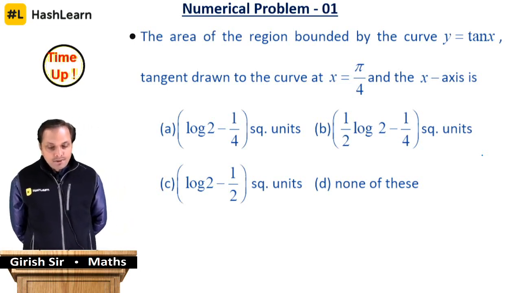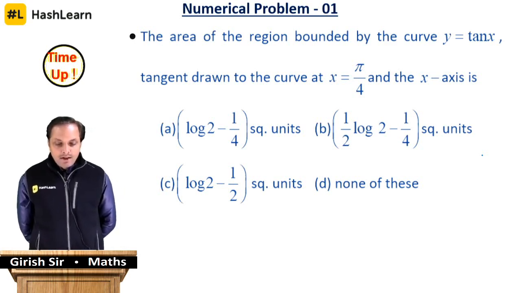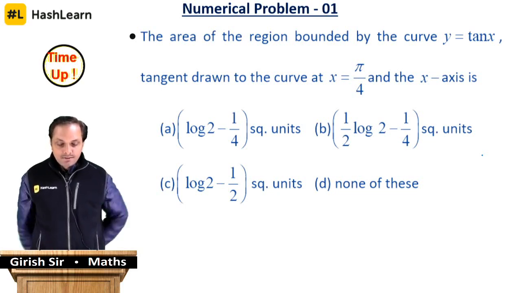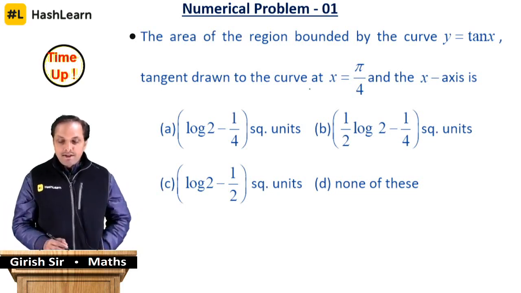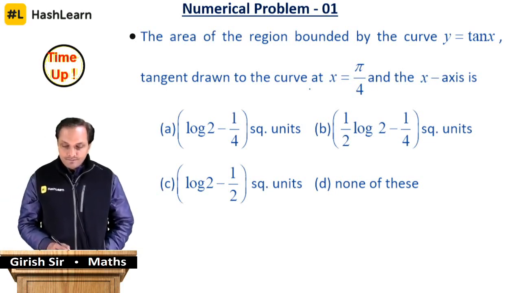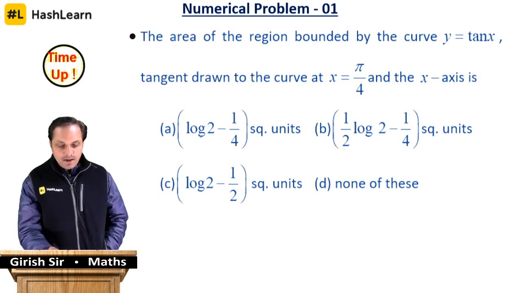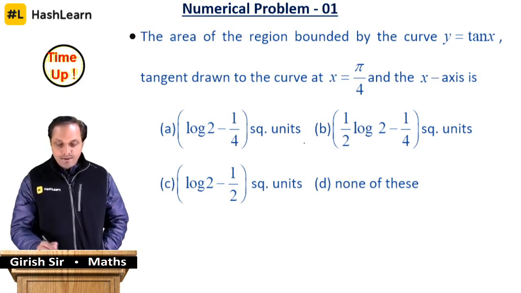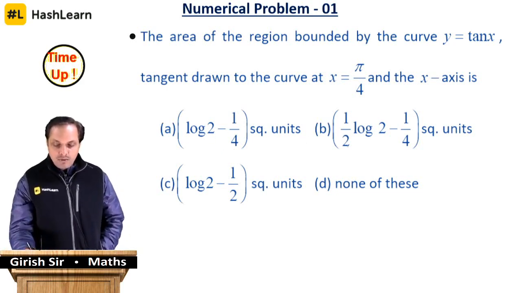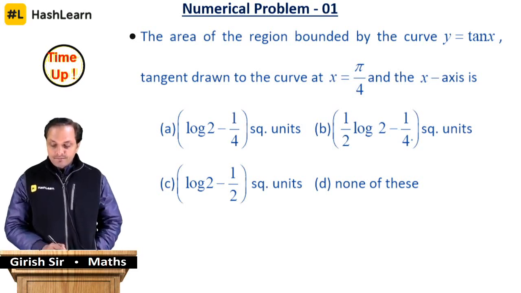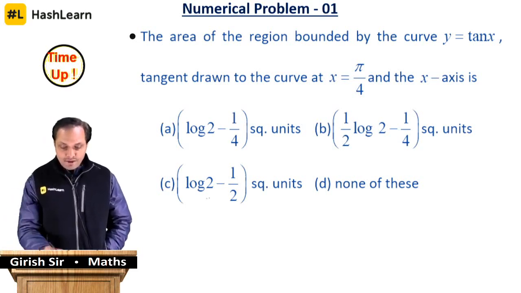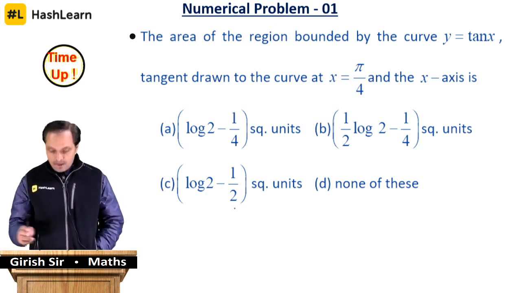Okay, so what is the area of the region bounded by the curve y is equal to tan x, the tangent drawn to the curve at x is equal to pi by 4, and the x-axis? Is it log 2 minus 1 by 4 square units, 1 by 2 log 2 minus 1 by 4 square units, log 2 minus 1 by 2, or none of these?